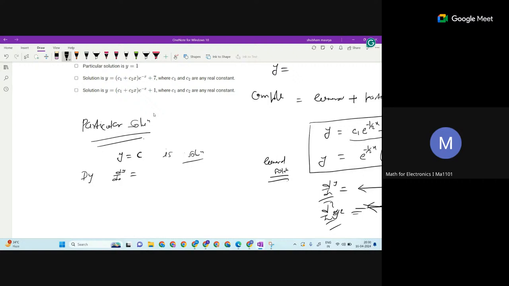Sir, I am not clear with this particular solution. The initial thing which you have found, y is equal to c times e to the power x, that is what, sir, and this is what, sir?